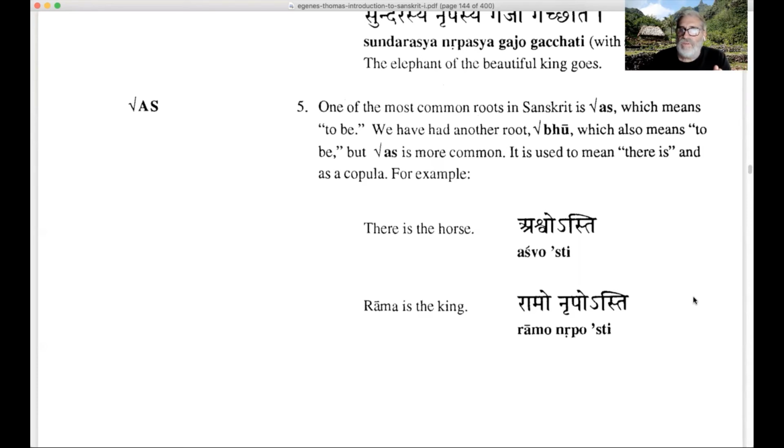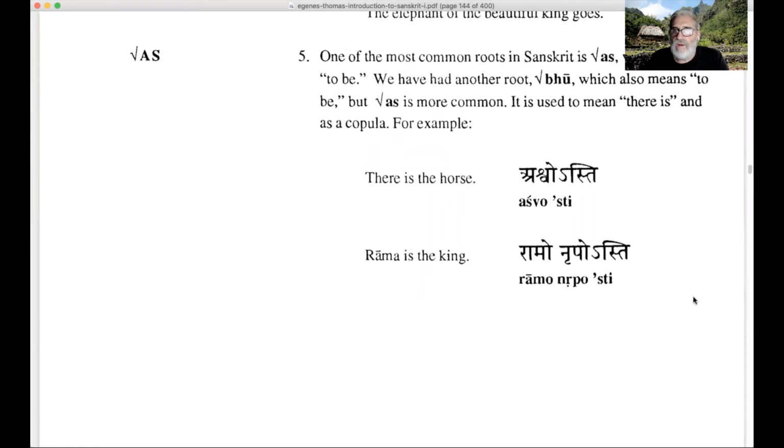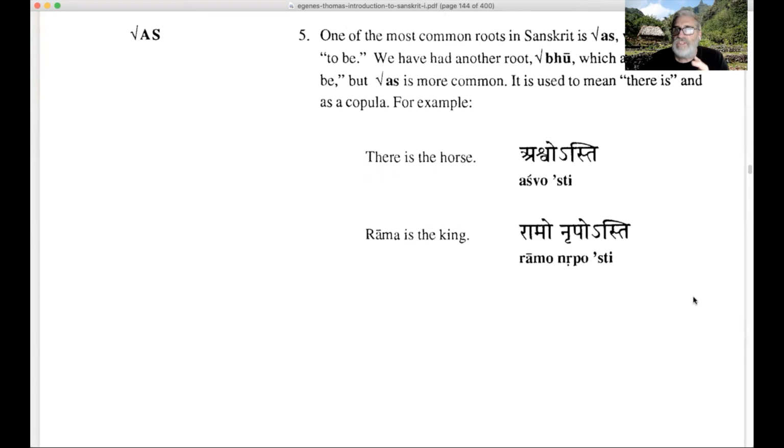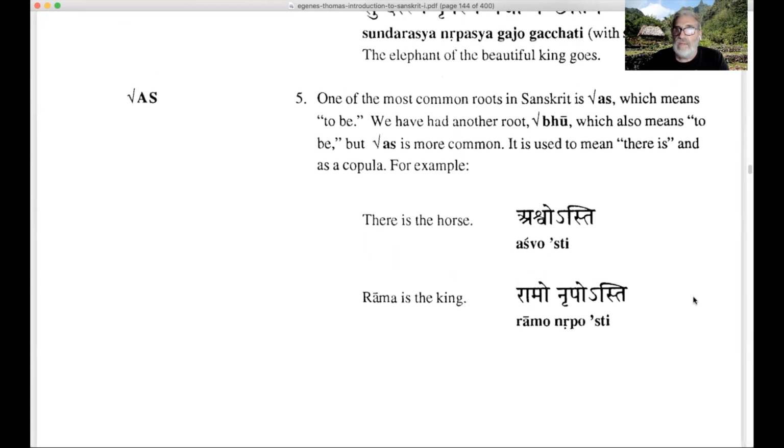There is a horse. The example here is the word ashvosti. We break the Sandhi, we get ashvaha asti. So this is the verb as in the third person singular. You know how we do bhavati, bhavataha, bhavanti; when we see that T in asti, we know that is the third person singular. So asti is like bhavati. Asti is the verb.